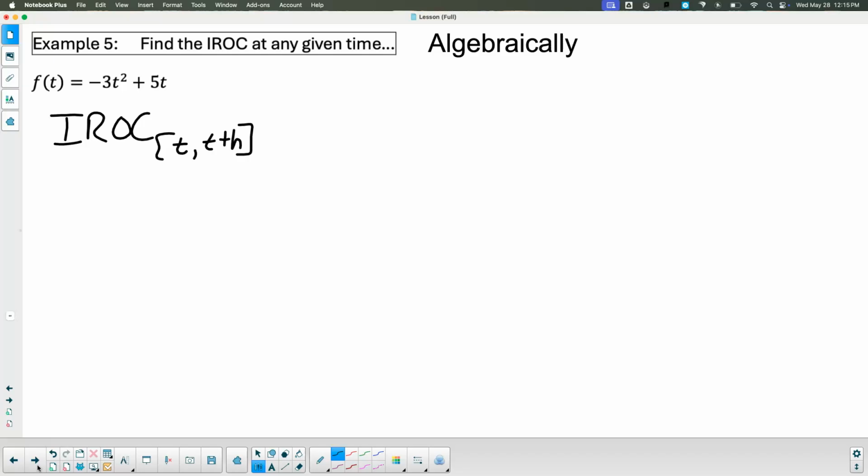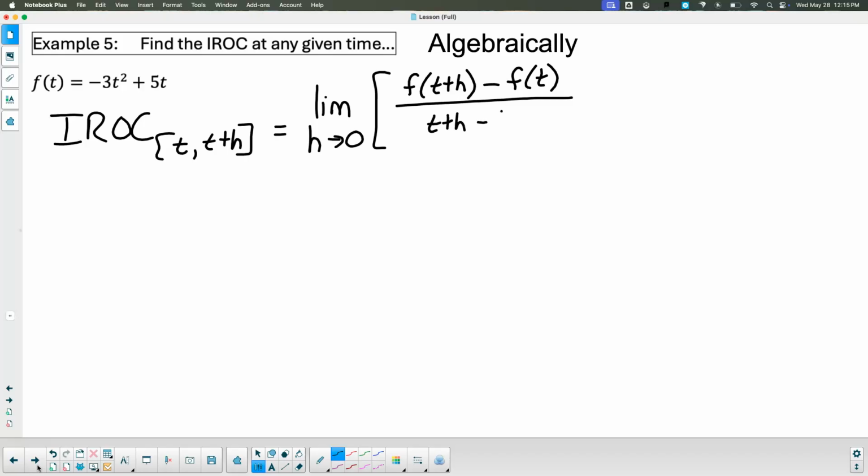And what that's going to be is the limit as h approaches 0, because we want h to go to 0 so that we have that instantaneous interval from t to t. That's going to force us to divide by 0, which is where we're going to need to do some algebra. So this becomes f of t plus h minus f of t all over t plus h minus t. Well, we can do that one in our head, can't we? t plus h minus t is just going to be h.